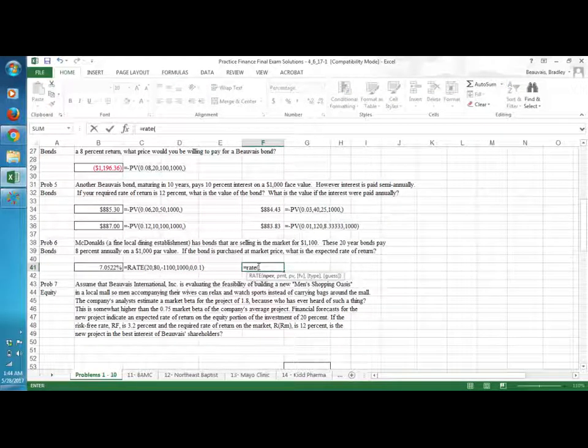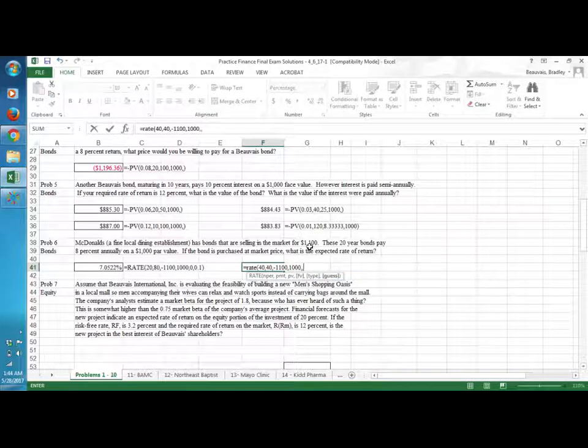Now, if we were to change this to a semi-annual, what would we have to do? Well, if this is a semi-annual bond, the number of periods would not be 20, it'd be 40. Payment would be, instead of 80, on 8% on a $1,000 par value, 40. Present value would be exactly as we've seen before, $1,100. And the future value also as it was before, $1,000.